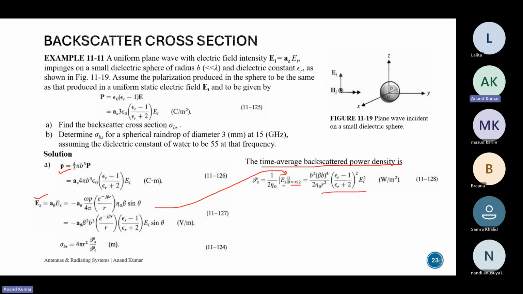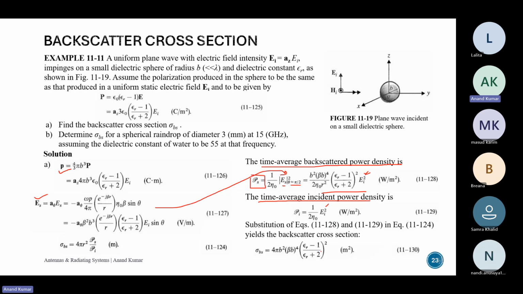So we get this. Now we have the power density, and now the time average incident power density is 1 by 2 eta naught Ei square, the incident field, and the scattered is also in terms of the incident field. So we just take the ratio of the scattered power by the incident power, and we get this expression. So this is the expression for the backscattered radar cross section for this spherical dielectric.